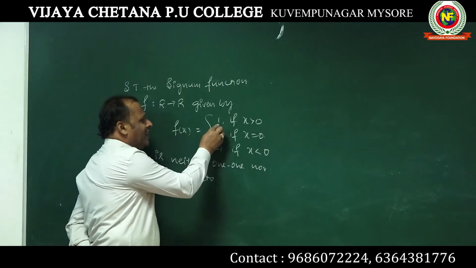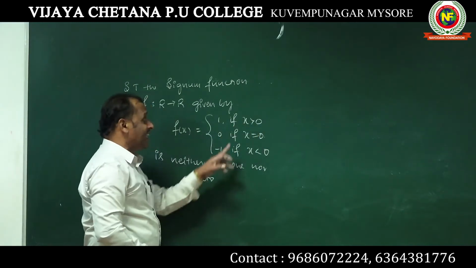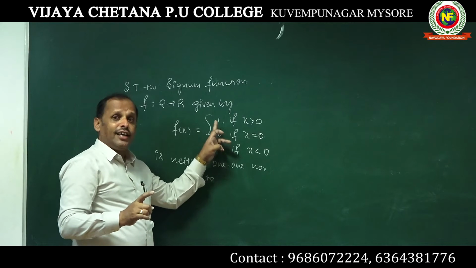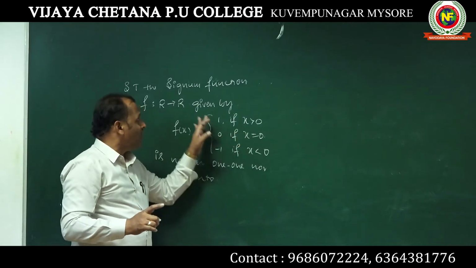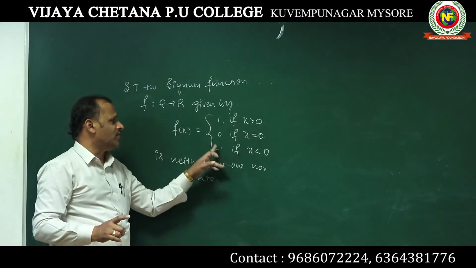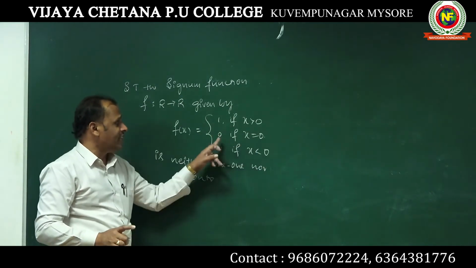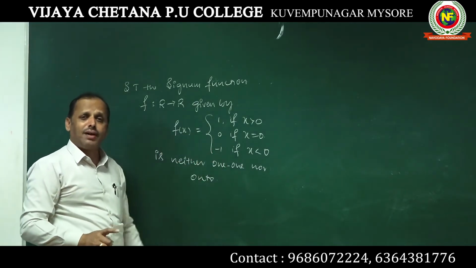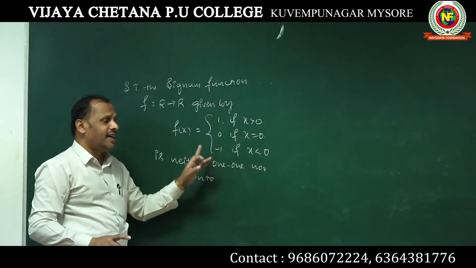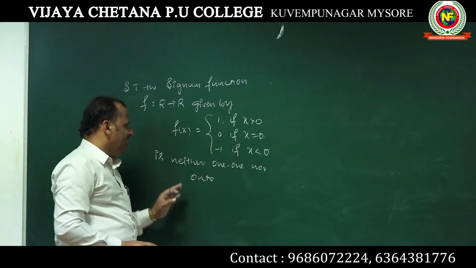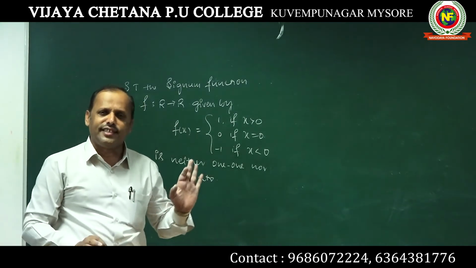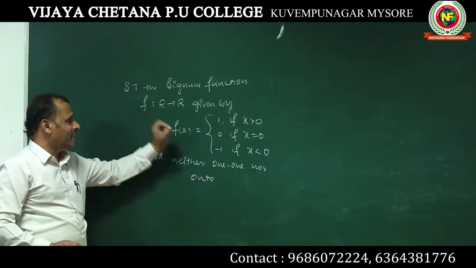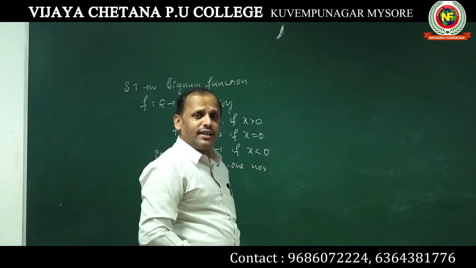Now here, this is the Signum function. f of x equals 1 if x is greater than 0: f of 1 is 1, f of 2 is 1, and for all positive numbers it is 1. If x equals 0, then it is 0. f of minus 1 is minus 1, f of minus 2 is minus 1, and for all negative numbers it is minus 1. Now it is very clear it is neither one-one nor onto. We are going to show how.